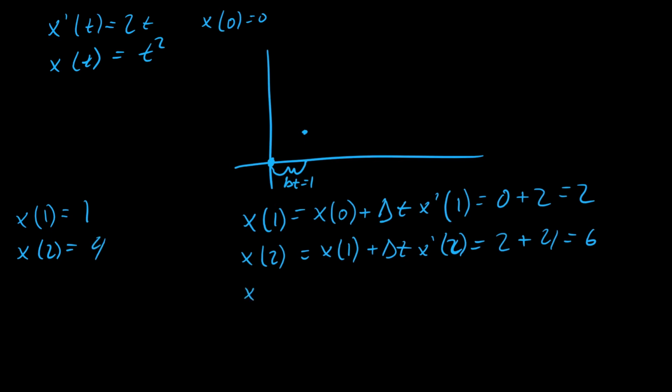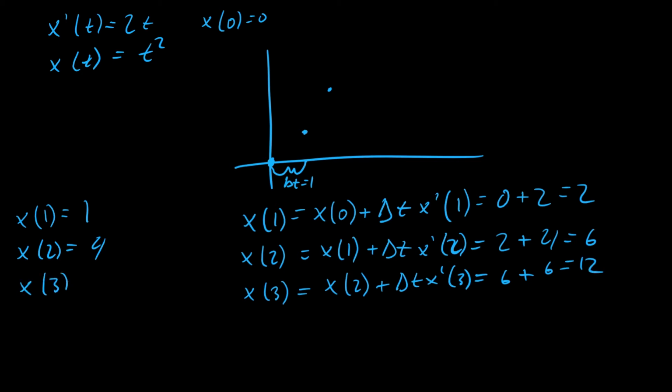And we'll do one more. So that's somewhere up here, right? So x of 3 is equal to x of 2 plus delta t, x prime, and we're doing it at 3. And so now we've got 6 plus 6 is equal to 12. And similarly, analytically, we can do x of 3, so that's going to be equal to 9. And there's been quite a bit of drift here. So how could we make this more accurate?